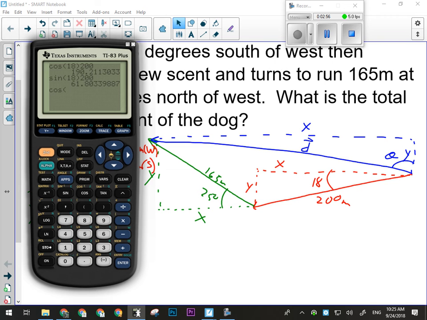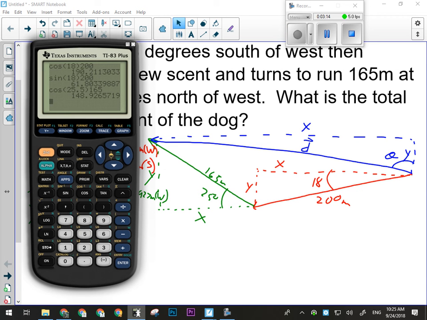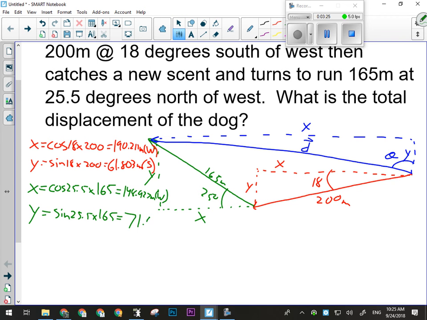All right, so cos 25.5 times 165. That's 148.927 meters, also west. And then for y, we have the sine of 25.5 times 165, which gives us 71.034 meters, and that one's going north. So whether you're using this combined tail to head method or the separate triangle method, these numbers are the same for you.